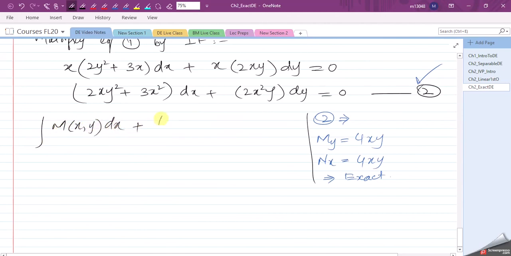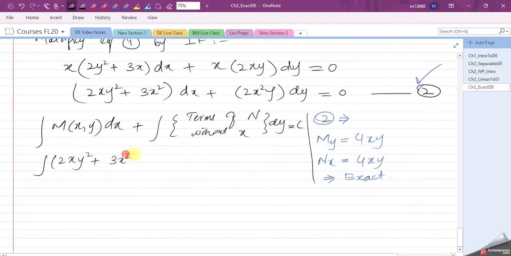Integral of M dx (treating y as constant) plus integral of terms of N without x dy equals c. So this is equal to the integral of (2xy² + 3x²) dx plus, there are no terms in N which are without x, so we don't write this integral. This just equals constant. And this one becomes x²y² + x³ = c.